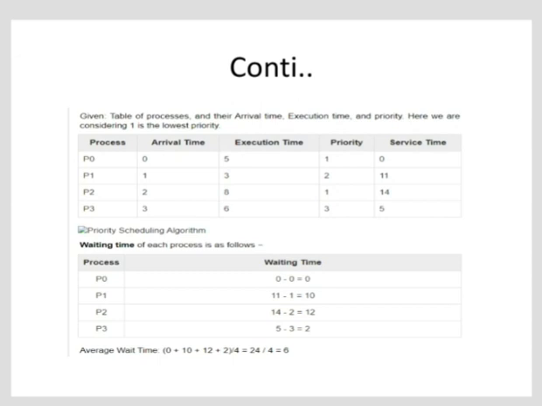So waiting time is calculated by taking the difference between the service time and the arrival time, and average wait time is also calculated here.